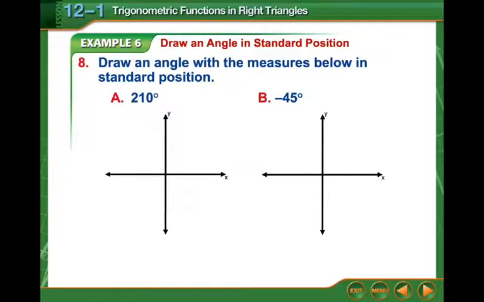So here what we want to do is actually draw roughly what those angles are. So 210 degrees is just past 180, right? 180 would be halfway around. So this is 180. But we want to go further than that, 30 more degrees. So that's about there.